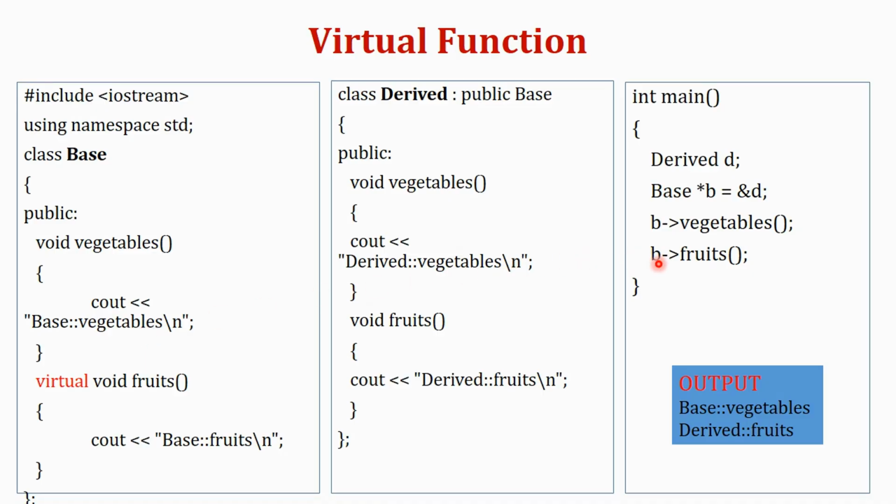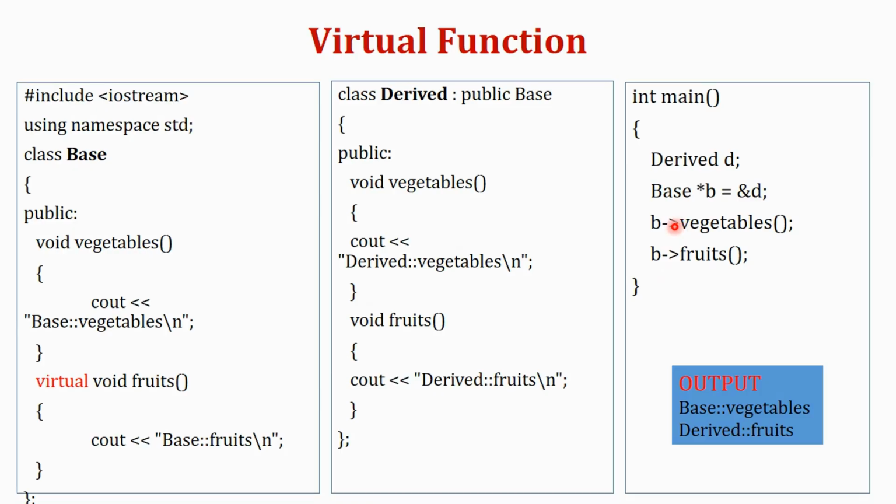Again, control comes to the main function. The next statement is b dot fruits. So now what will happen? Automatically the control goes here. Already the base class function is a virtual function, and here the derived class has a function. Now the derived class function overrides the base class function. So what is the result now? Derived fruits here.